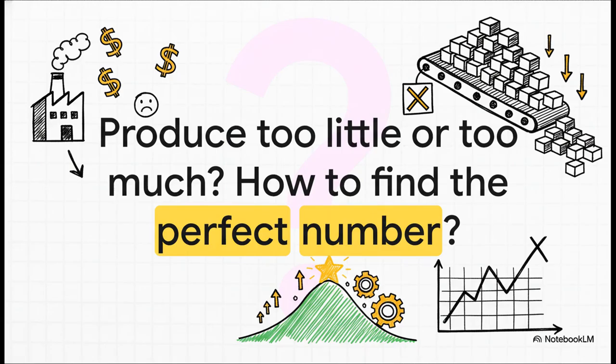If you make too few of your product, sure, your costs are low, but you're leaving money on the table. You're not making enough to cover fixed costs like rent, and you're missing out on sales. But if you make too much, your material and labor costs just keep climbing, and you might even have to slash prices just to get rid of the extra inventory. That perfect answer, that sweet spot, has to be somewhere in the middle.